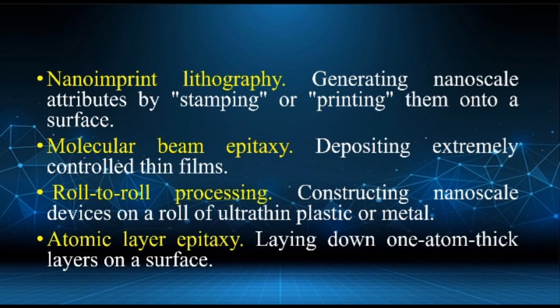Next is the roll-to-roll processing. Roll-to-roll processing is a process where ultra-thin strips of metal or plastic are imprinted with nanoscale devices at a rapid frequency. And the last one is the atomic layer epitaxy. Atomic layer epitaxy is a process where layers comprised of single atom thickness are deposited onto surfaces.